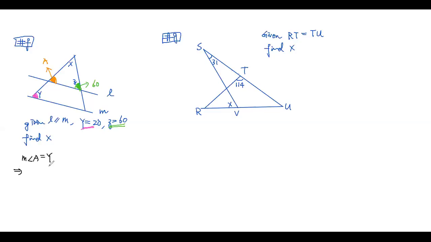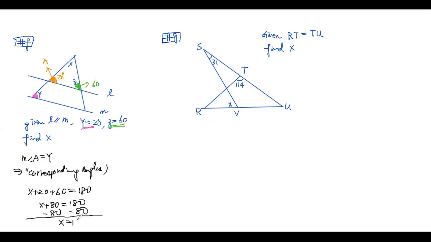Why? Because this is what we call corresponding angles, right? Because they are on the same side of the transversal. So that means my orange angle here is 20 degrees, correct? Now after I know that, the problem becomes easy, because now I know x plus 20 plus 60 is going to give me 180. So x plus 80 is equal to 180. Minus 80, minus 80. So X is 100, right? That's what we got for the answer here.